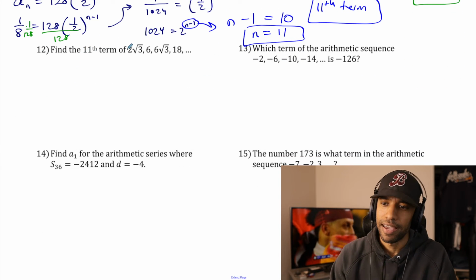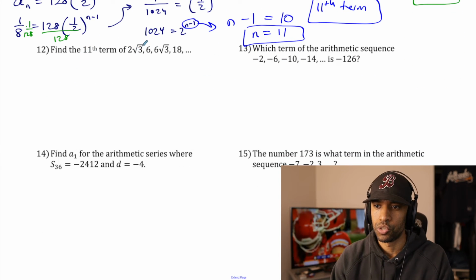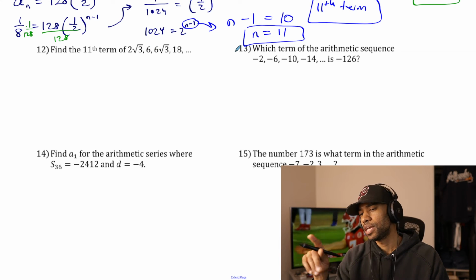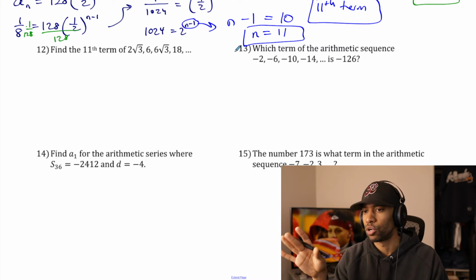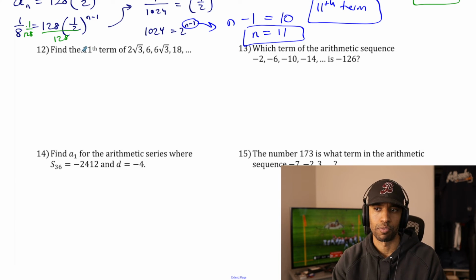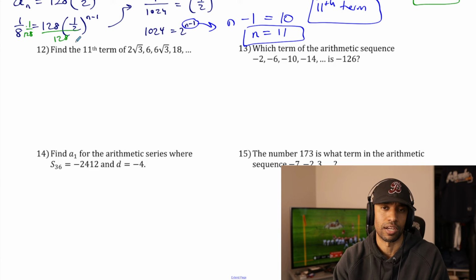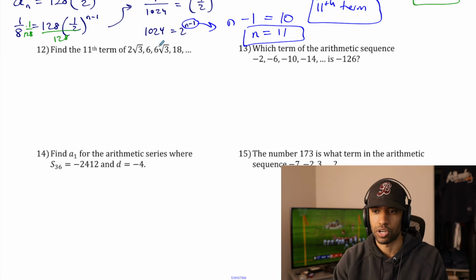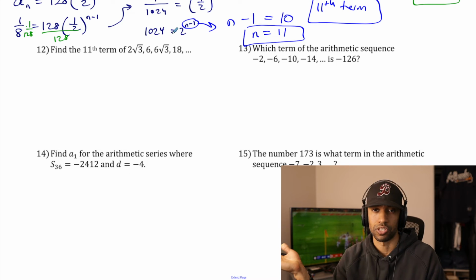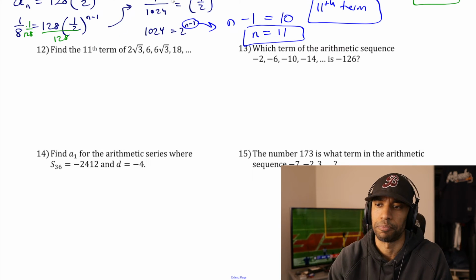Number 12, find the 11th term of this: 2 root 3, 6, 6 root 3, 18. They don't state whether this is geometric, arithmetic, or what have you, but it most certainly wouldn't be arithmetic. Otherwise, you'd see everything have a root 3, or you would see like terms not combined. So given root 3s are coming and going, that means there's some sort of root 3 multiplying to get there. Is it just root 3? Is there more? Well, let's figure it out.